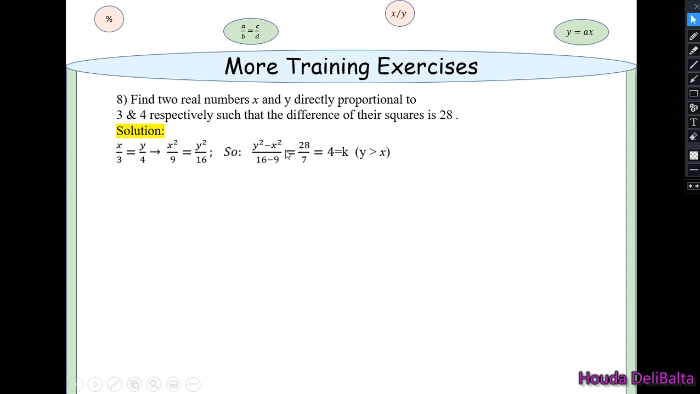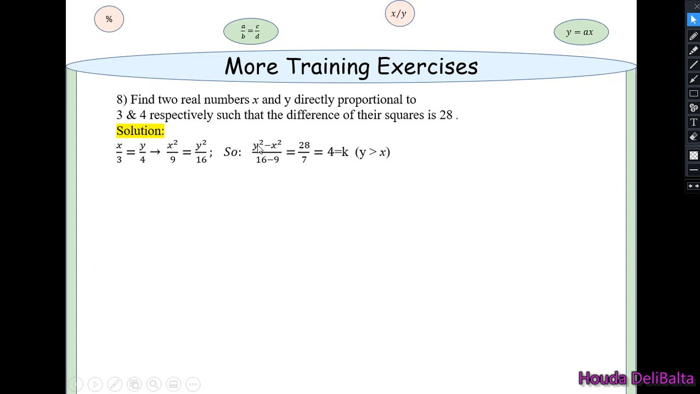Why did I put y squared before x squared? Because x is proportional to 3 and y is proportional to 4. So definitely y is the greater number. That's why in subtraction I care about putting the larger number before the smaller one, and I have to think which one of them is the larger. The larger is y because it's proportional to 4, which is greater than 3.